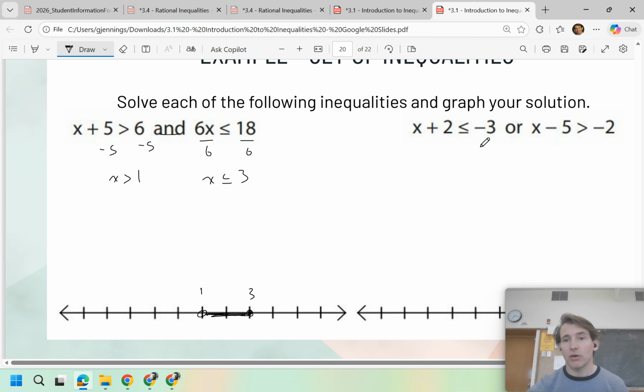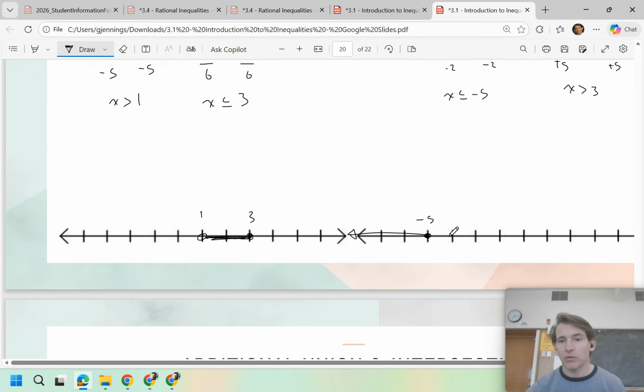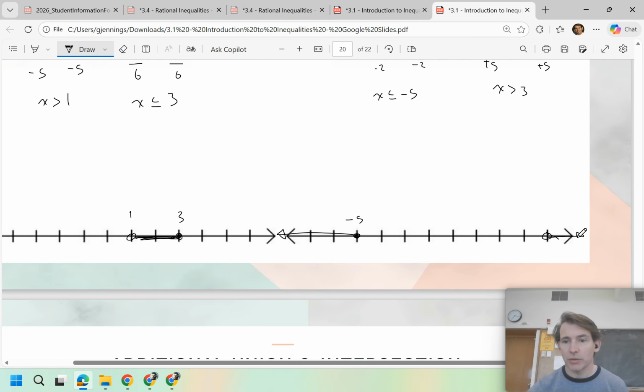Okay. Over here, subtract 2 from both sides. You have x is less than or equal to minus 5. Or we add 5 to both sides here. x is greater than 3. All right, so this is minus 5 back here. And it's all of those. But then we have 4, 3, 2, 1, 0, 1, 2, 3. Not inclusive. All of those up there. 3. Okay, and I don't really worry about your scale.